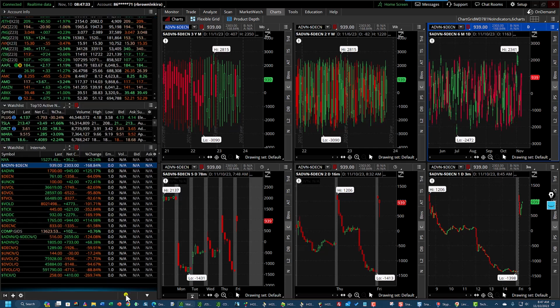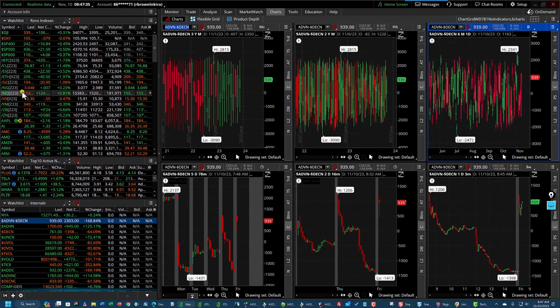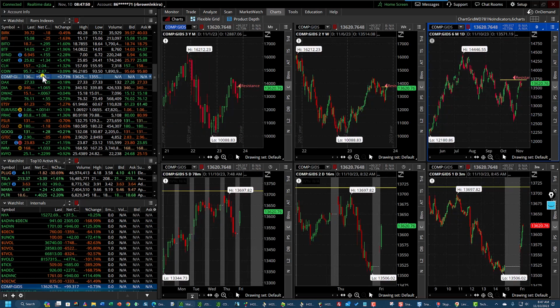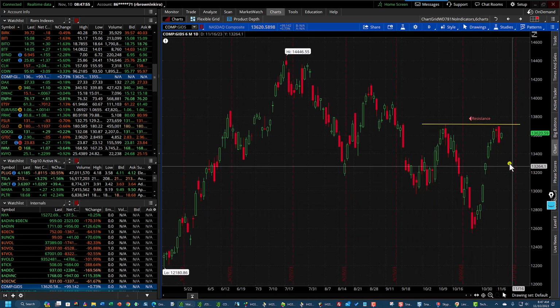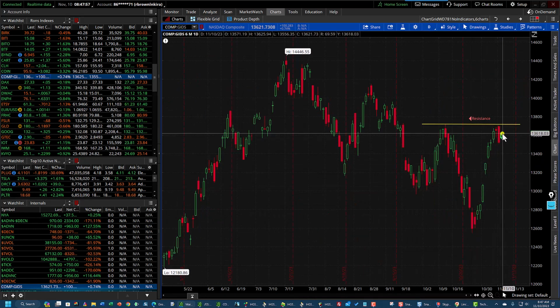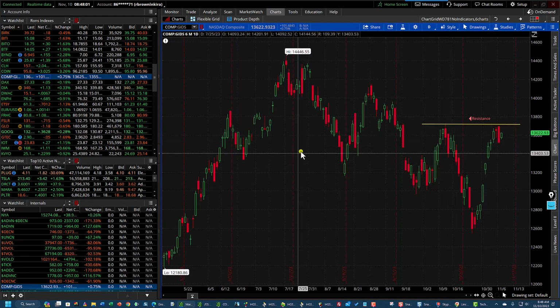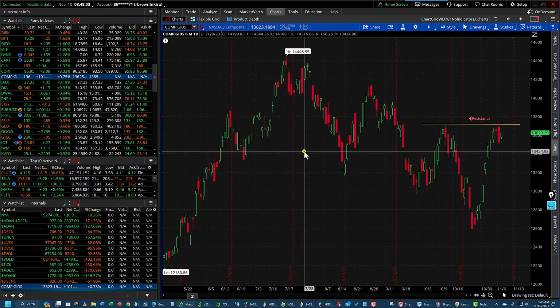If we go up to the top, the market is rallying. The futures are up 120. Let's go back down here and scroll down here and look at the comp. It's up 100 points right now, or 0.73. If I maximize this, you can see it's trading at the high of the day and heading back up towards the resistance area. We'll see how it closes the day.